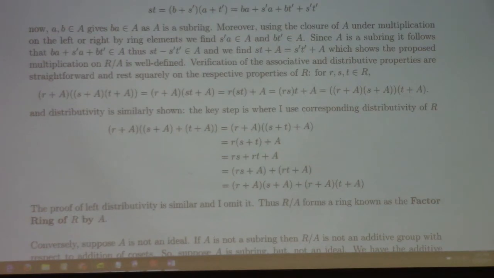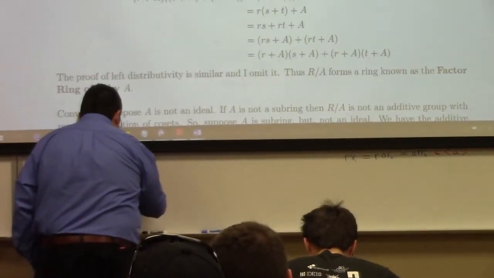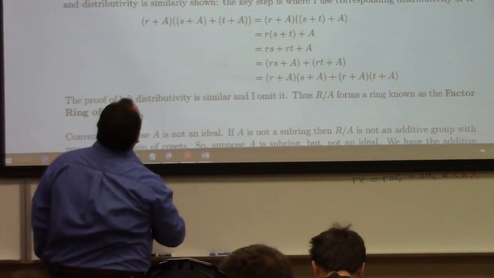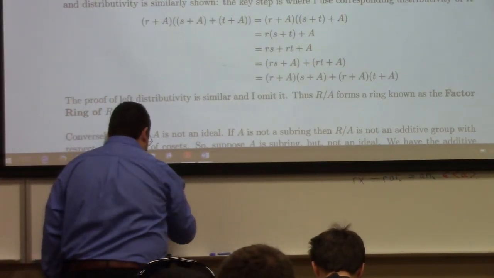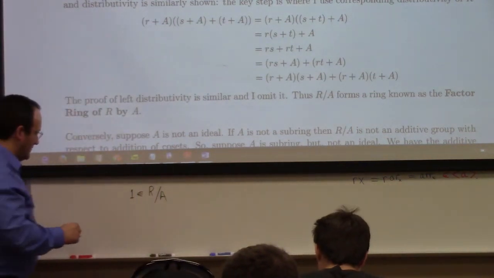So let's add this since our rings are commutative. What would we like? We also need a 1. What's 1 in R mod A, right? What do you guys think? What should function as the unity? What should be the 1 in here?